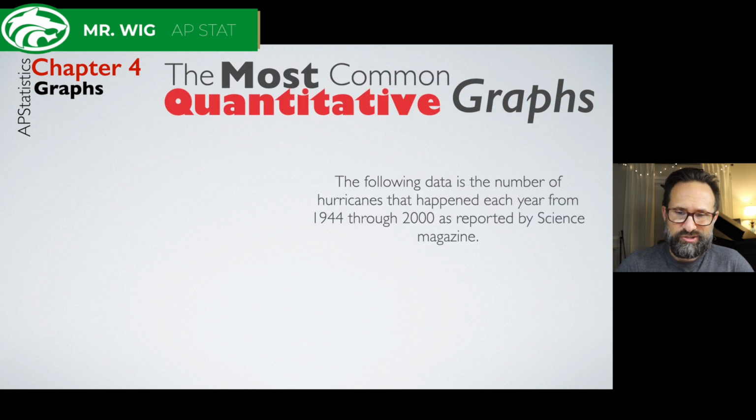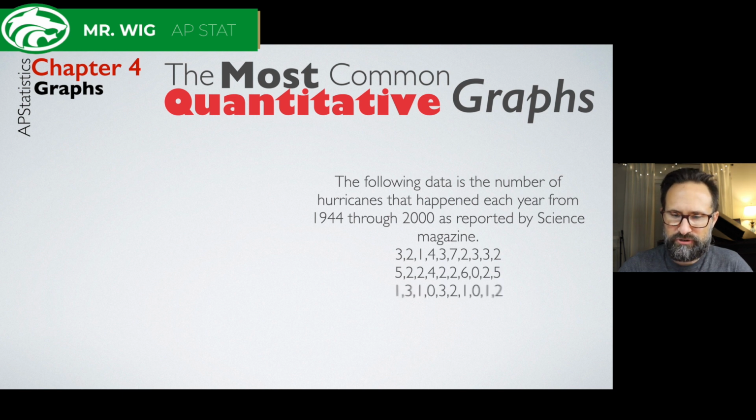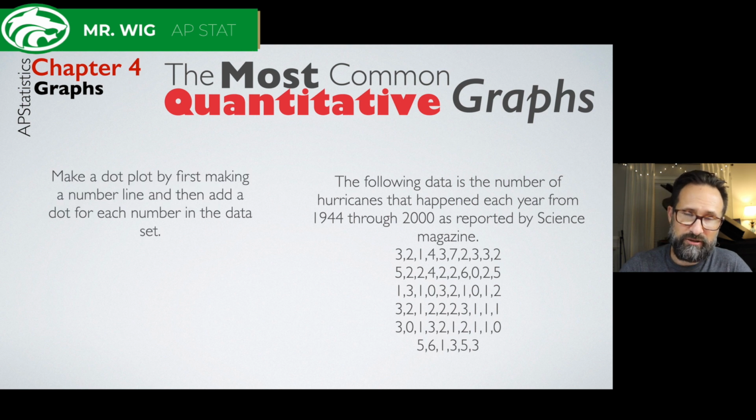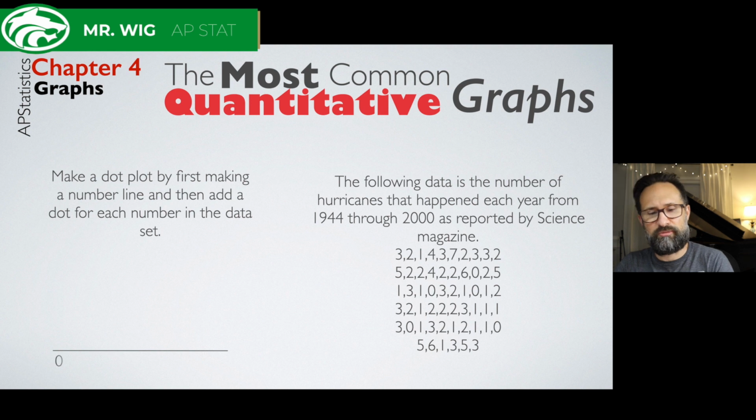The next graph is probably one of the easiest and quickest graphs to create. So here you see from 1944 to 2000, you have the number of hurricanes that occurred in each year. And so we have a fairly large set of data. But when I create a dot plot, the first thing we do is create a number line on the bottom. We're going to label the number line, right?